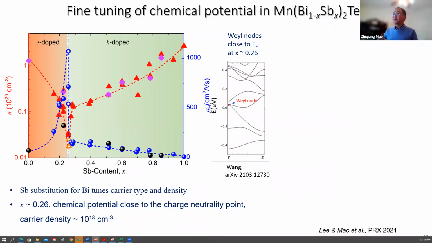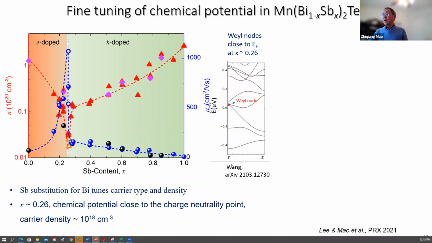Then, as I said, to observe the Weyl node, we have to tune the chemical potential close to the Weyl nodes. So we did fine tuning by antimony substitution for bismuth. So here are our results. This shows you the carrier density and the mobility as a function of antimony concentration. We found that when the antimony concentration is around 26%, the carrier density is minimized, reduced by two orders of magnitude compared to the pristine compound. And the mobility is significantly enhanced.